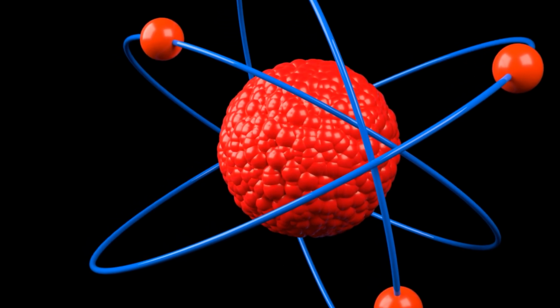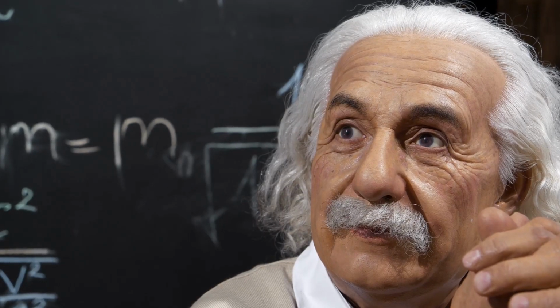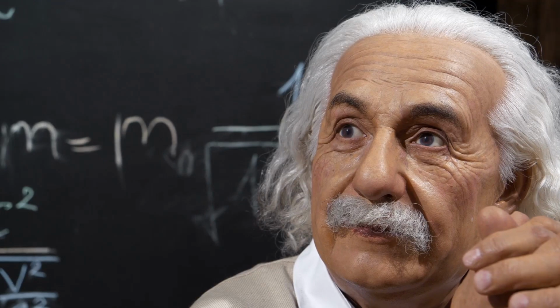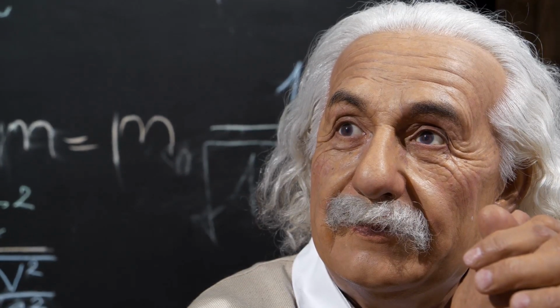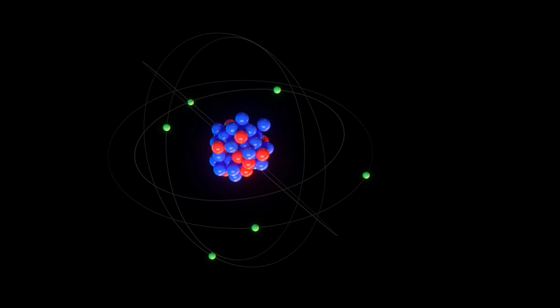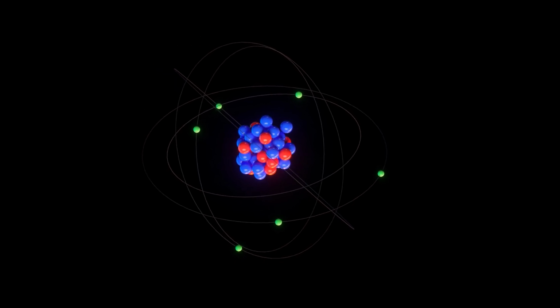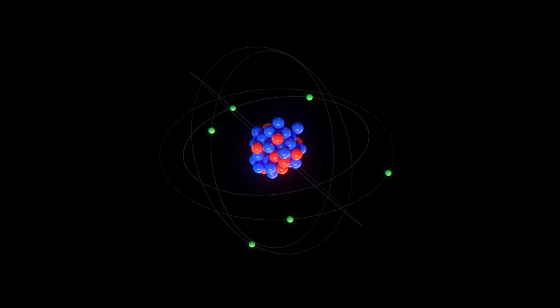Bohr's atom, a quantum leap in understanding. While Planck and Einstein were revolutionizing our understanding of light and energy, another giant of physics, Niels Bohr, was tackling the atom. In 1913, Bohr proposed a model of the atom that incorporated quantum principles to explain the stability of atoms and the discrete nature of their emitted light.